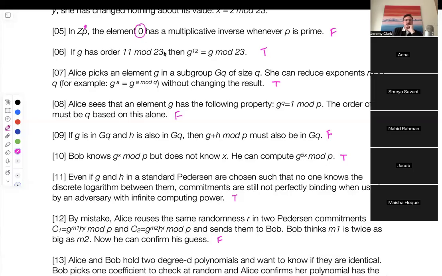If g has order 11 mod 23, then g to the 12 equals g mod 23. The way to see this is if g has order 11, then the exponent can be reduced mod 11. And so 12 mod 11 would equal 1. g to the power of 1 is obviously g. So this is a true statement. You can also see it from Fermat's little theorem if you want. Basically, you're just multiplying both sides by a g in order to derive this.